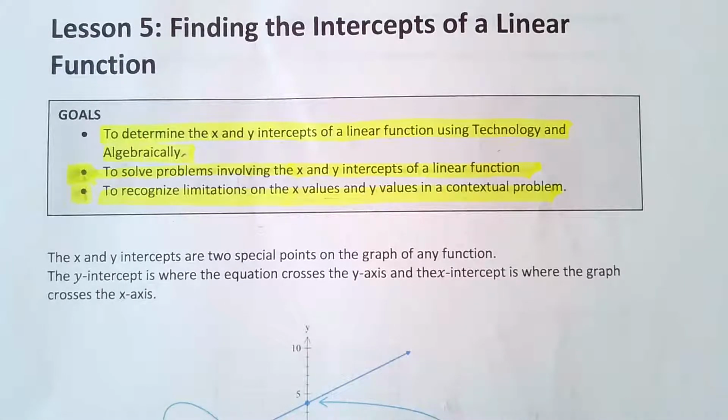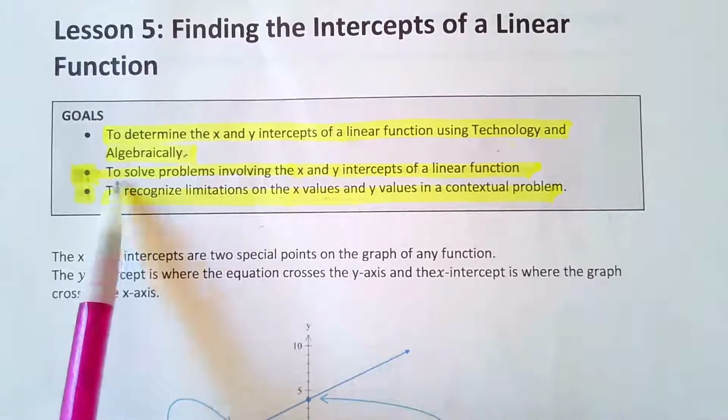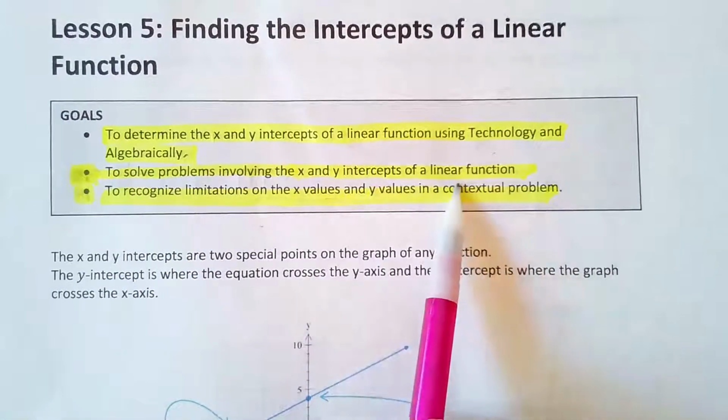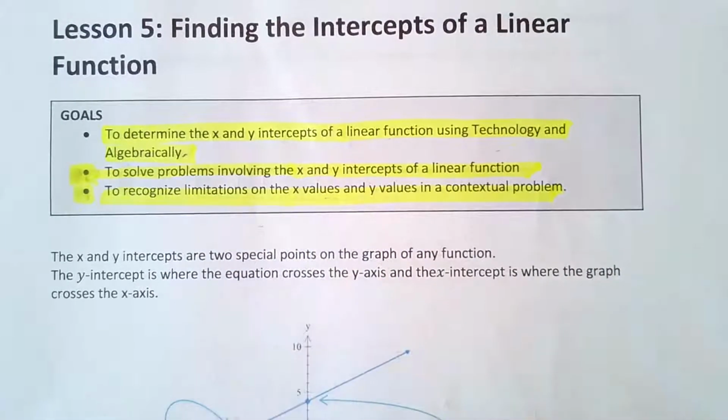This is lesson 5, finding the intercepts of a linear function. And we'll complete this lesson by reviewing 3 questions from your assignment 5. The 3 questions are focusing on solving problems involving the x and y intercepts of a linear function, and also looking at the limitations of the x values and the y values in contextual problems.